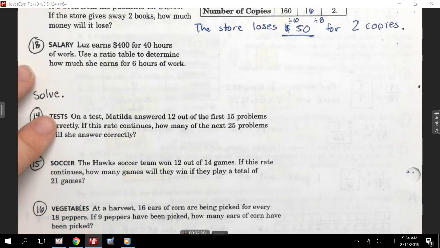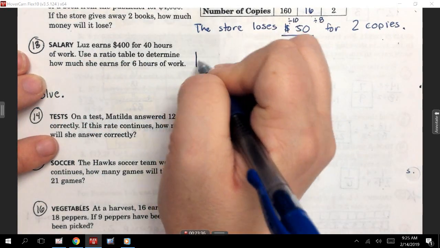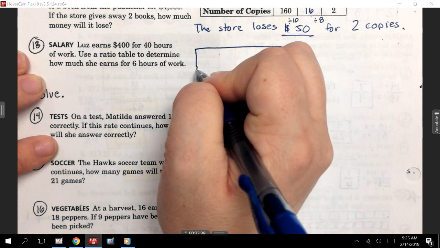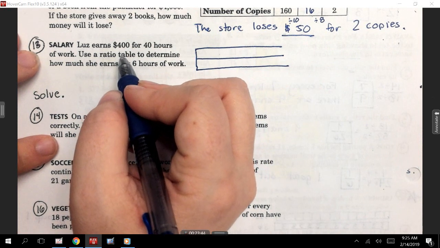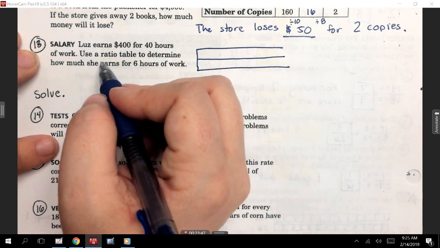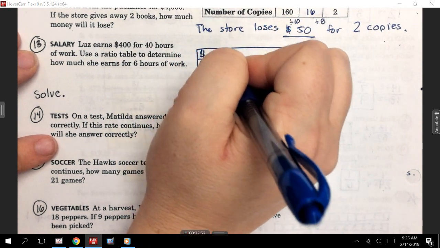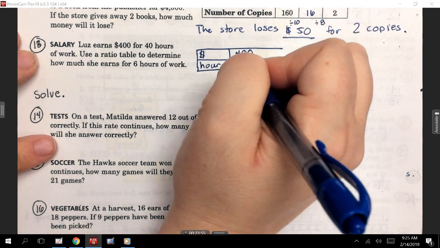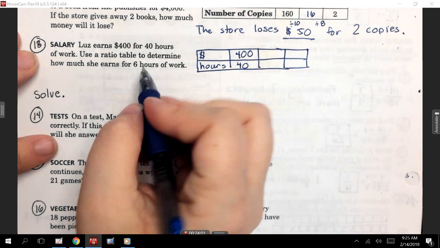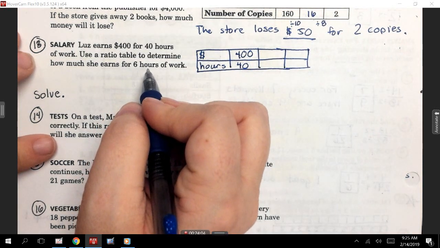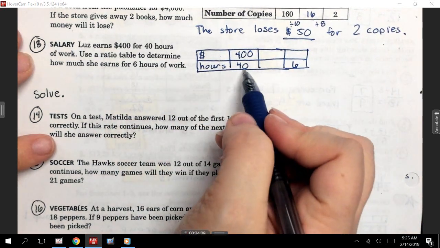All right, number 18 says we want to use a ratio table. So I am going to draw out the table since it says to use a table. All right, it says Luz earns $400 for 40 hours. Use a ratio table to determine. So I'm going to put the money over the hours. So I put 400 on top, 40 on the bottom. I'm going to leave some space to do work if I need to. I'm changing it to 6 hours, so 6 has to go on the bottom because that's where my hours are at the end.